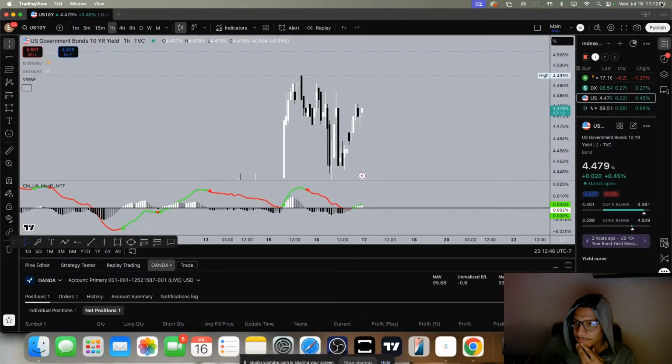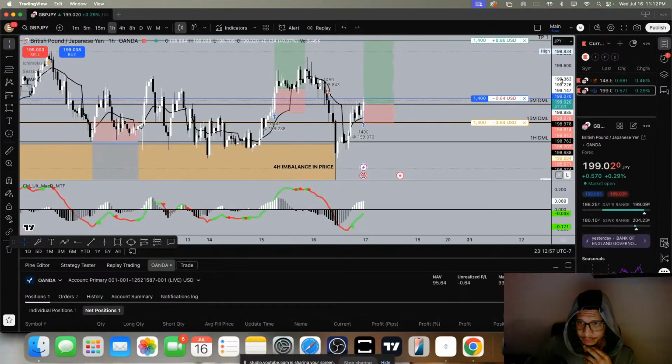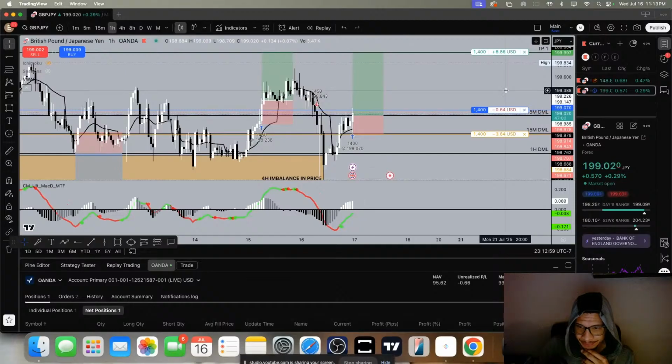We're about 48 minutes into the London session. As we move closer and closer to London, we'll start to see volatility pick up.